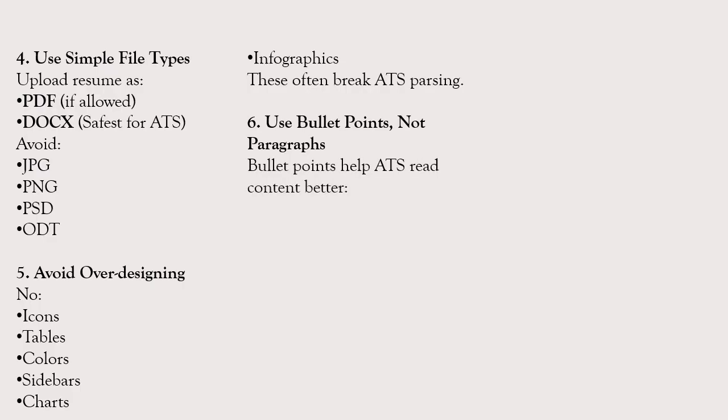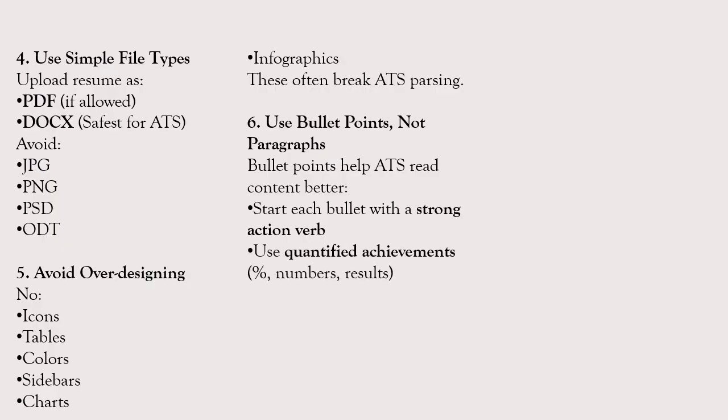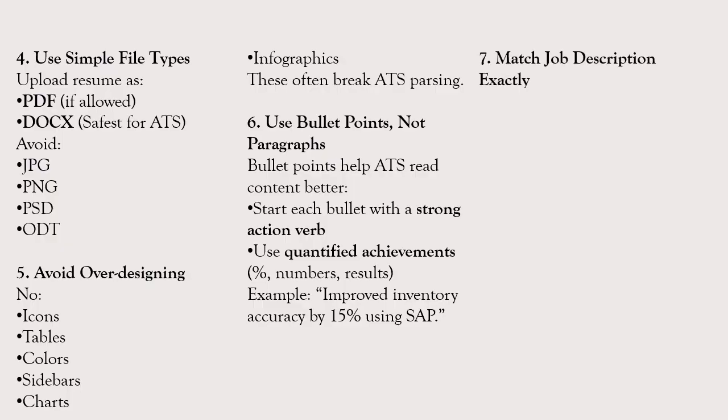Then you can use bullet points, don't use paragraphs, because this will help the ATS read content much better. Start each bullet point with a strong action verb, such as I told you, like emphasized, enhanced. Then quantify each and every achievement in terms of percentages, numbers, and results. For example, say improved inventory accuracy by 15% using SAP. Quantifying like that will really help boost your ATS score and ATS compatibility.